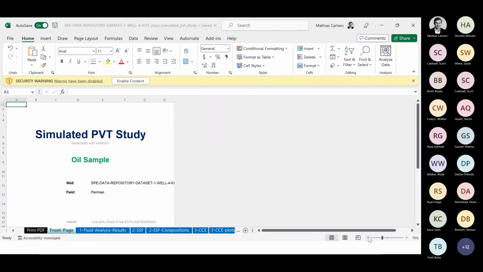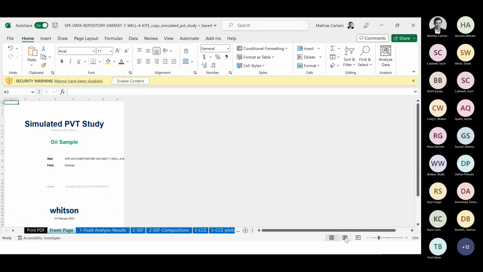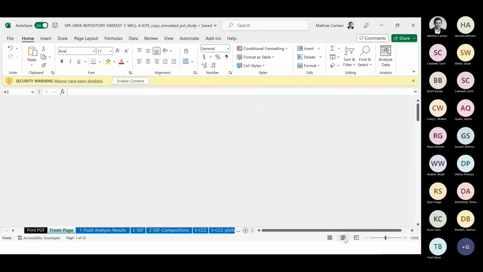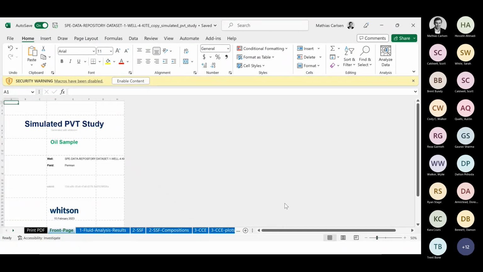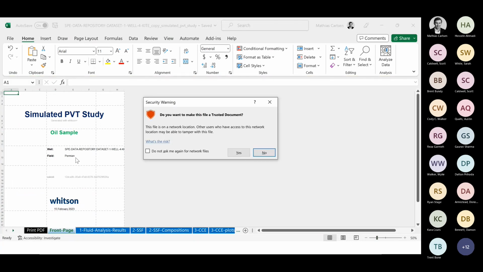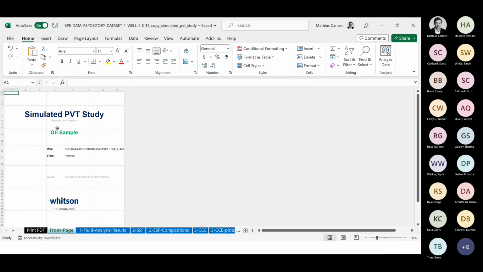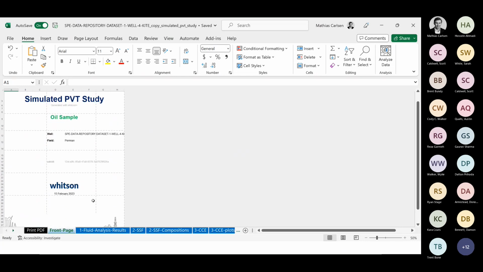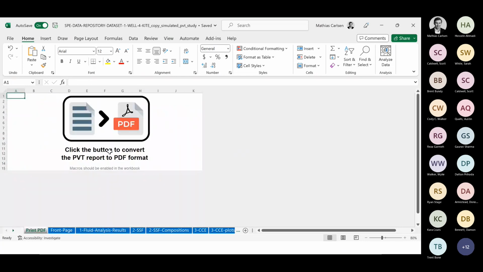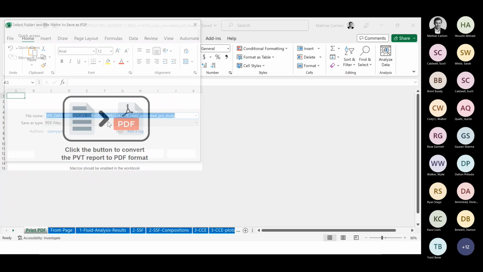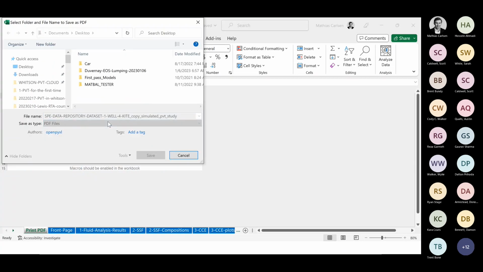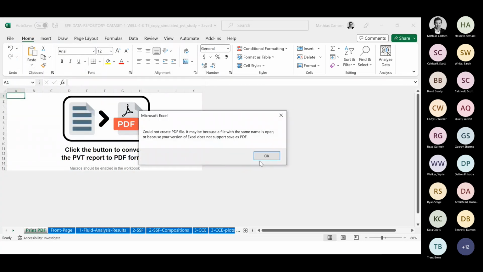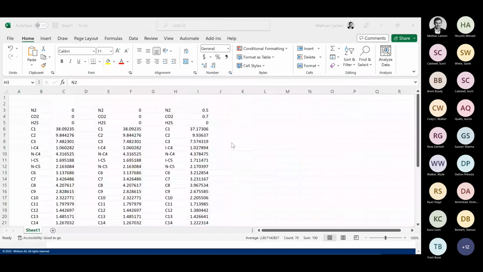Maybe I will just do something like this to show it a little bit nicer. Enable contents, and what you'll see there is we have a front page. You can even print it by clicking this print button right here. So I'll just do that, maybe that looks better. And then yeah, I think I had two of them.